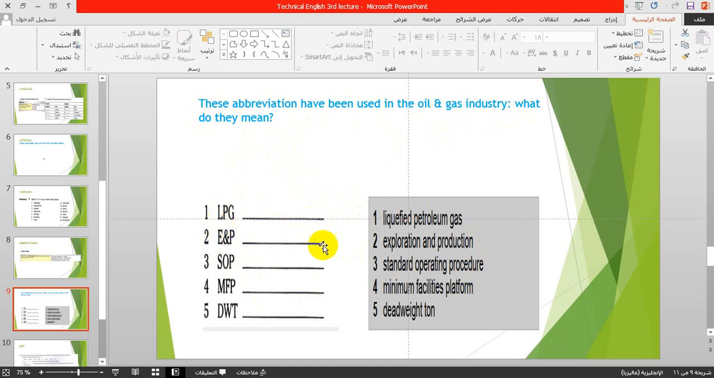So LPG means liquefied petroleum gas. E and P means exploration and production. SOP, standard operating procedures. MFP, minimum facility platform. And the last one, DWT, deadweight tonnage. Okay.